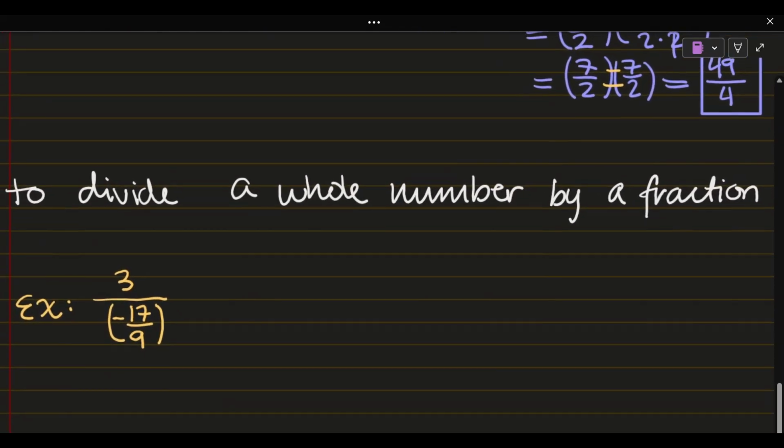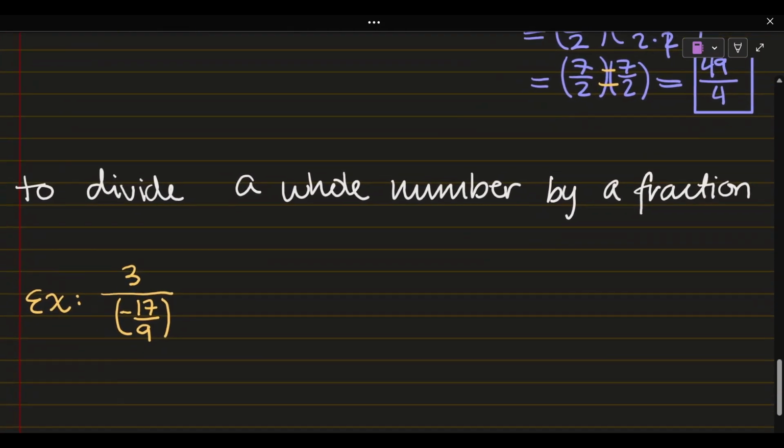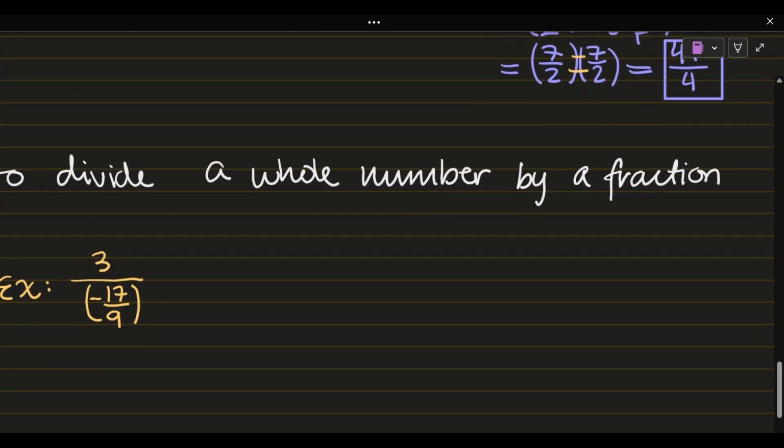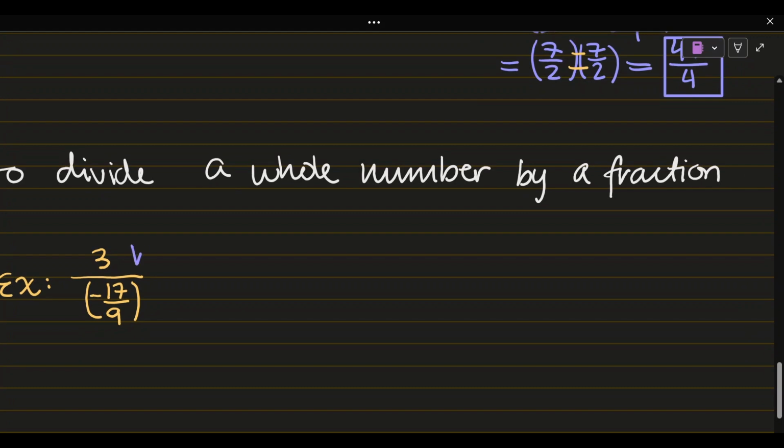So next, to divide a whole number by a fraction. Again, we use keep, change, flip. We keep the top, so we keep the 3. I change the division to a multiplication. I have 3 times, and then I flip the denominator. So I flip this fraction in the denominator. So I have negative 9 over 17.